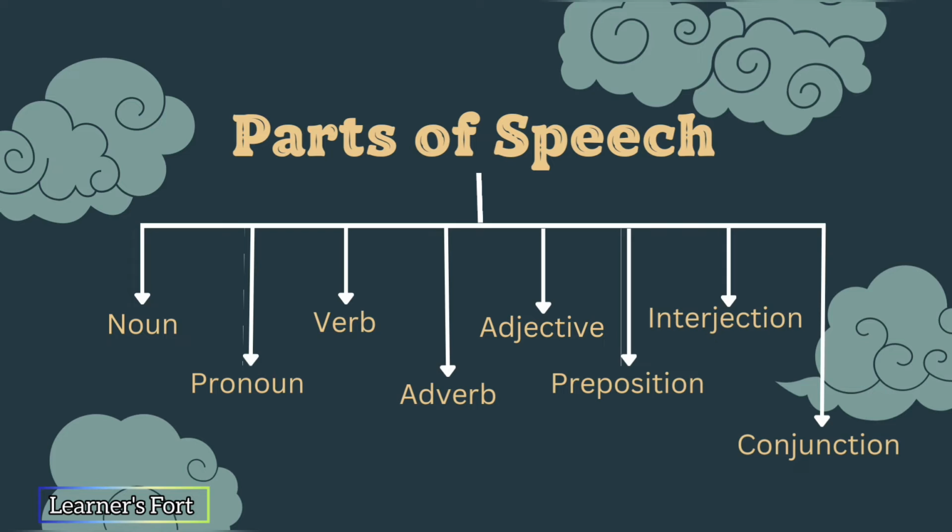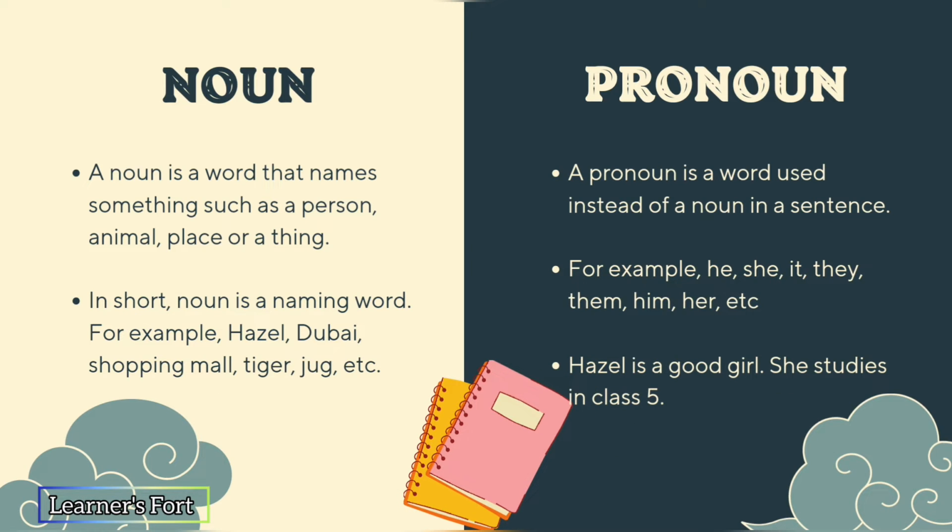So there are 8 parts of speech: noun, pronoun, verb, adverb, adjective, preposition, interjection, and conjunction. I'm going to briefly explain each of these parts of speech with the help of some examples. Okay, so now let's move further. The first part of speech we have here is noun. Now, what is a noun? Basically, a noun is a word that names something, such as a person, animal, place, or a thing. Okay. In short, you can say that a noun is a naming word.